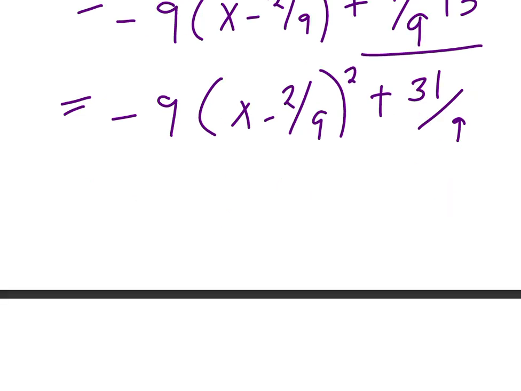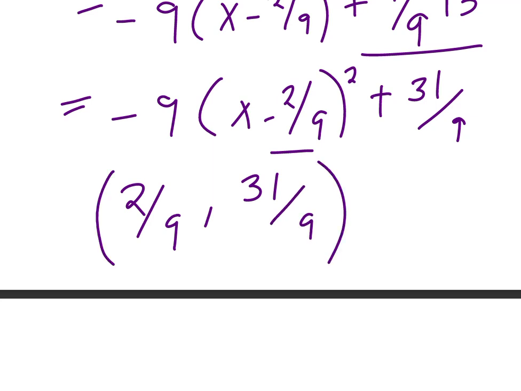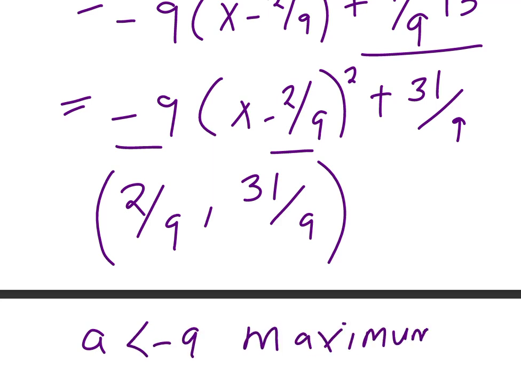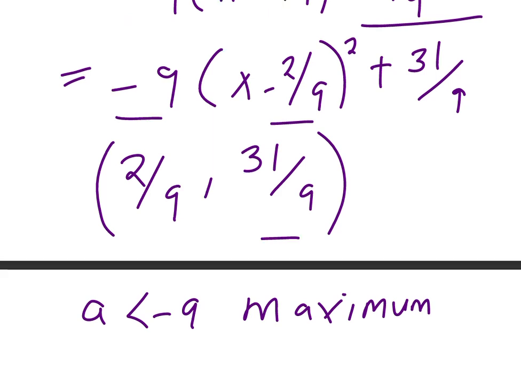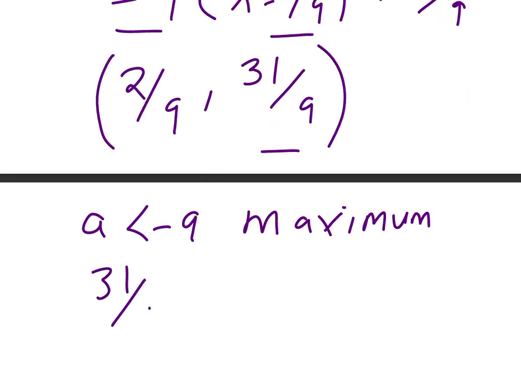So in this case, our turning point, we take that one is a negative, so now it's going to be a positive 2 over 9, then 31 over 9. So that's our turning point, and because our a is negative 9, it makes it a maximum point, and the maximum value is 31 over 9. The maximum value.